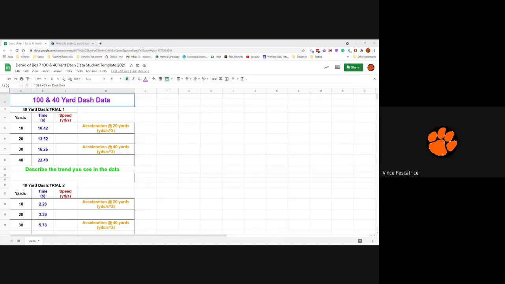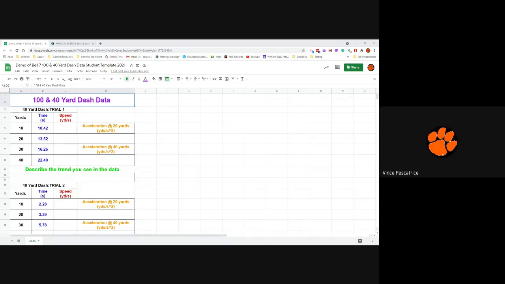Hey everyone, today I'm going to be showing you how to go over the 40 and 100-yard dash data, how to make the graphs, how to have the computer calculate it all for you. That way this can save you some time when you do the assignment.